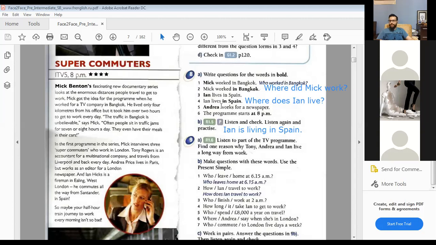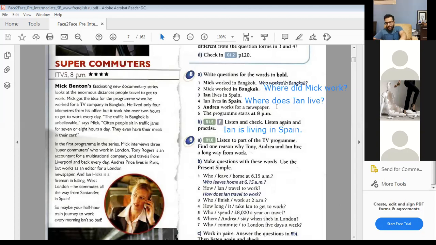Oh no. But this is a subject question. Yes. Who? Correct. Where does Andrea work? Andrea works for a newspaper. Okay, this is the answer. But what about the question? Who works for a newspaper?